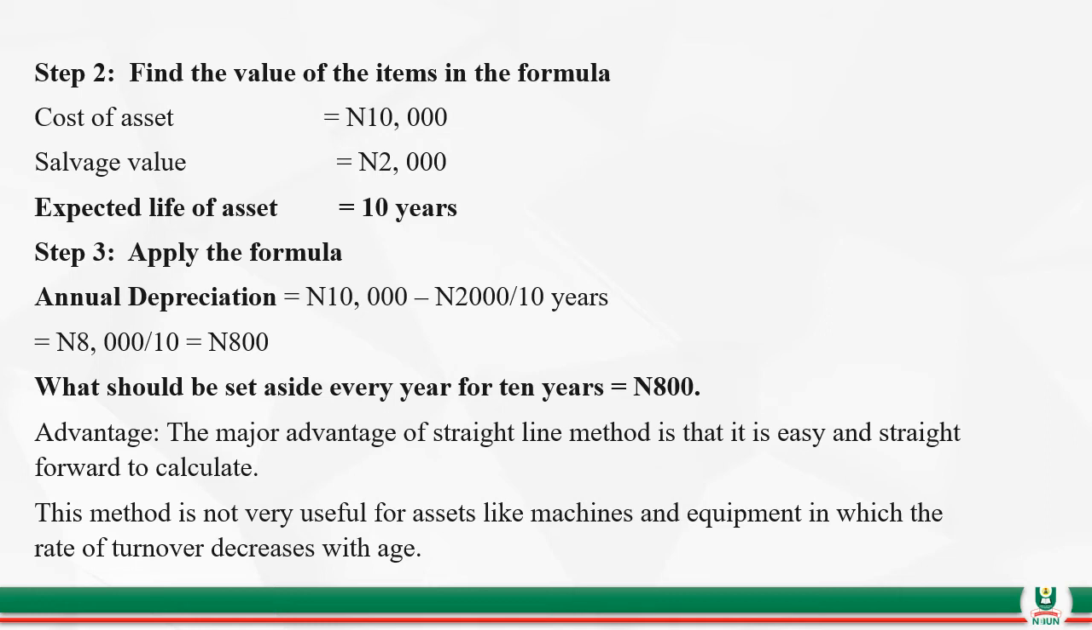So the major advantage of this method is that it is easy and straightforward to calculate. It is easy and straightforward to calculate. This method is not very useful for assets like machines and equipment in which the rate of turnover decreases with age.